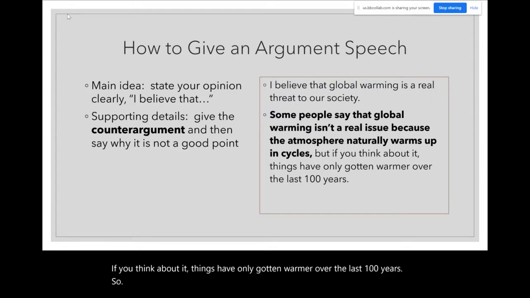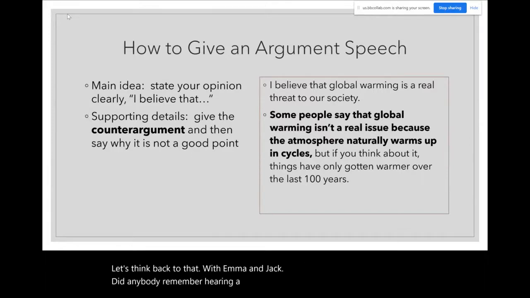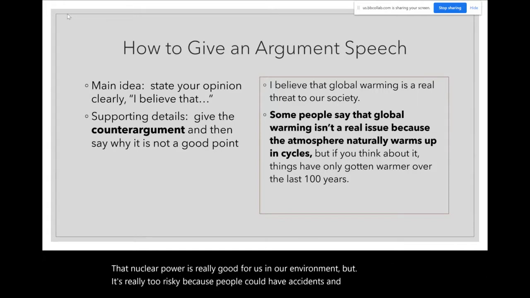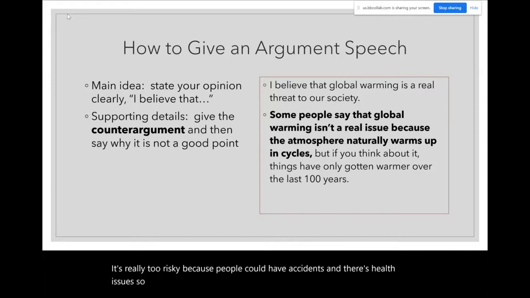So did you guys hear a counter argument in the nuclear speech? Let's think back to that with Emma and Jack. Did anybody remember hearing a counter argument with that? So maybe Emma would say, yeah, some people believe that nuclear power is really good for us in our environment, but it's really too risky because people could have accidents and there's health issues. So again, this is what a counter argument is.